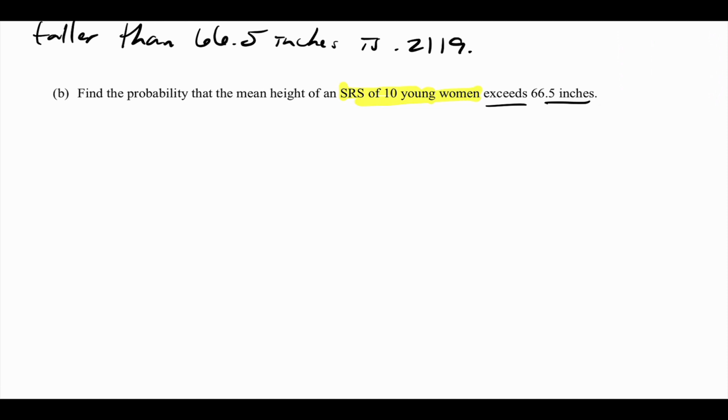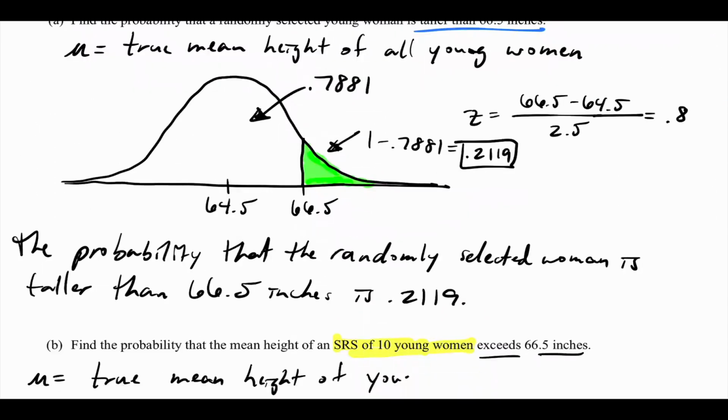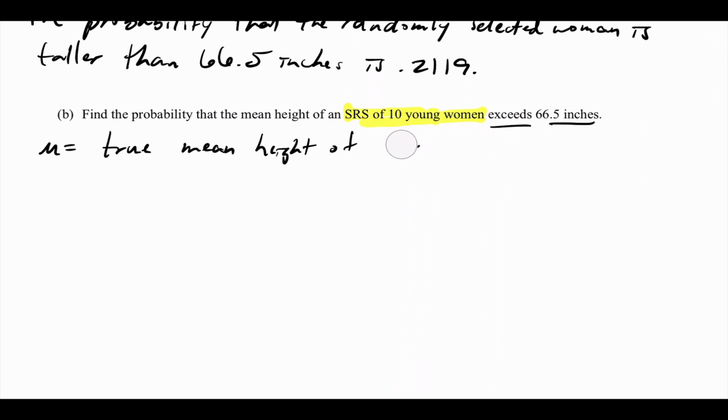Okay, step 1, parameter: true mean. Same as before, it's the same background. True mean height of all young women, yes. Okay, 1 point.